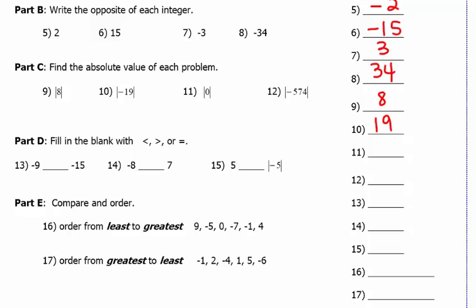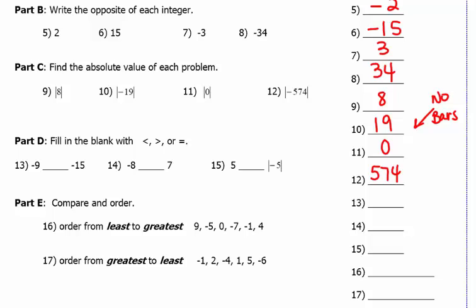So number 9 is positive 8, 10 is 19, 11 is 0, and 12 is 574. Notice there's no bars here. Don't write the bars after you take the absolute value of the number.